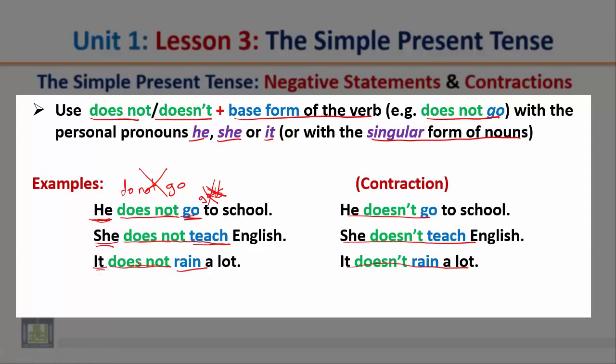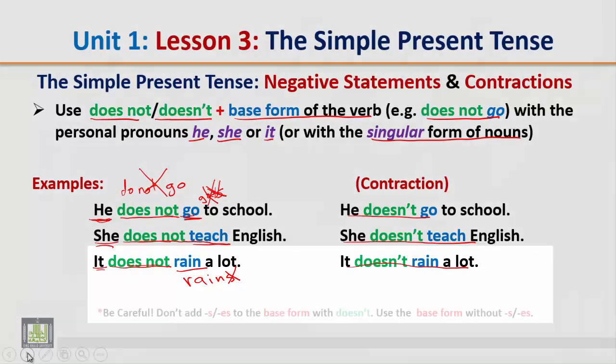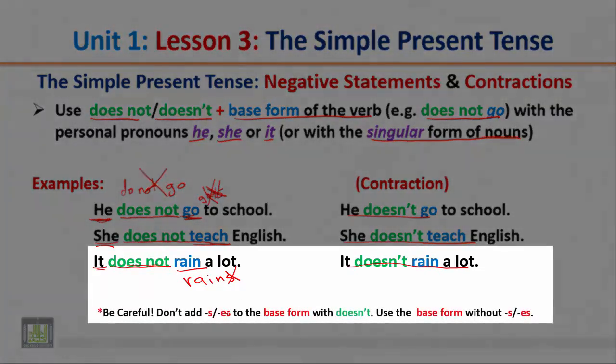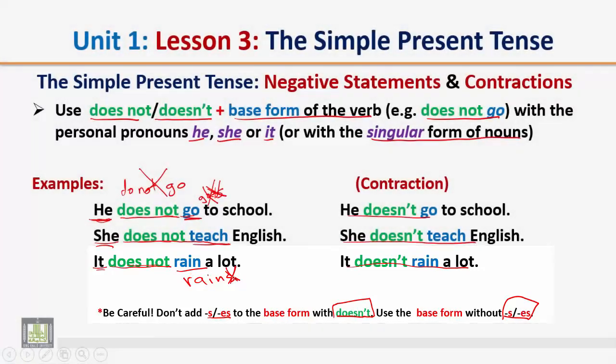Can we say it doesn't rains a lot? No, we have to delete the s. So in the negative form, we use the base form of the verb. So be careful. Don't add the s or the es to the base form with doesn't. So when we use doesn't, delete the s or the es. So we cannot say it doesn't rains, delete the s.